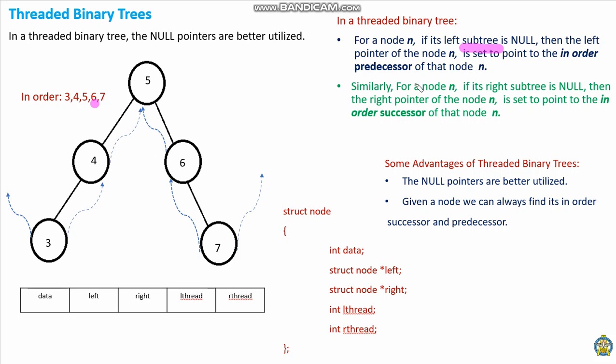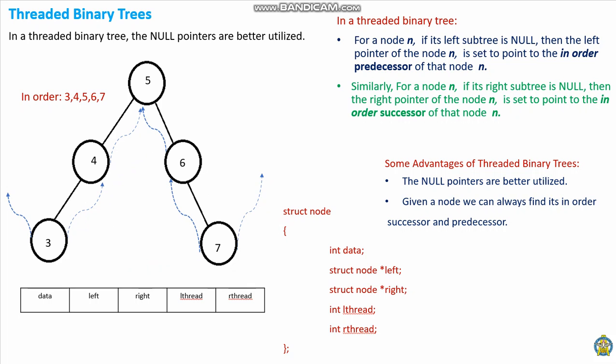Similarly, in case of a right, what happens? For a node n, if its right subtree is null, then the right pointer of that node n is set to point to the in order successor. So here 4's right is null, so it points to its in order successor. 4's successor is 6, so it points to 6. Of course, naturally a doubt: what happens for the leaf nodes where the right pointer is null? It points to null, or in the diagram we keep it like that, pointing to null itself. Similarly for left. So this is a threaded binary tree.